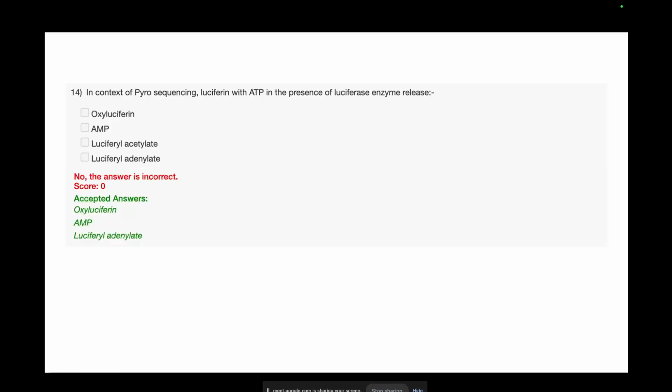Moving on quickly, because all the compounds that will be released are luciferyl adenylate, and that will be one of them, oxyluciferin, and it will be all three. The acetylate will not be there, but the rest of them, all three, will be present after the reaction. So keep this in mind: what kind of reaction goes on. Specifically for pyrosequencing, a lot of compounds are involved, so you would want to remember what the reactions are going on there.